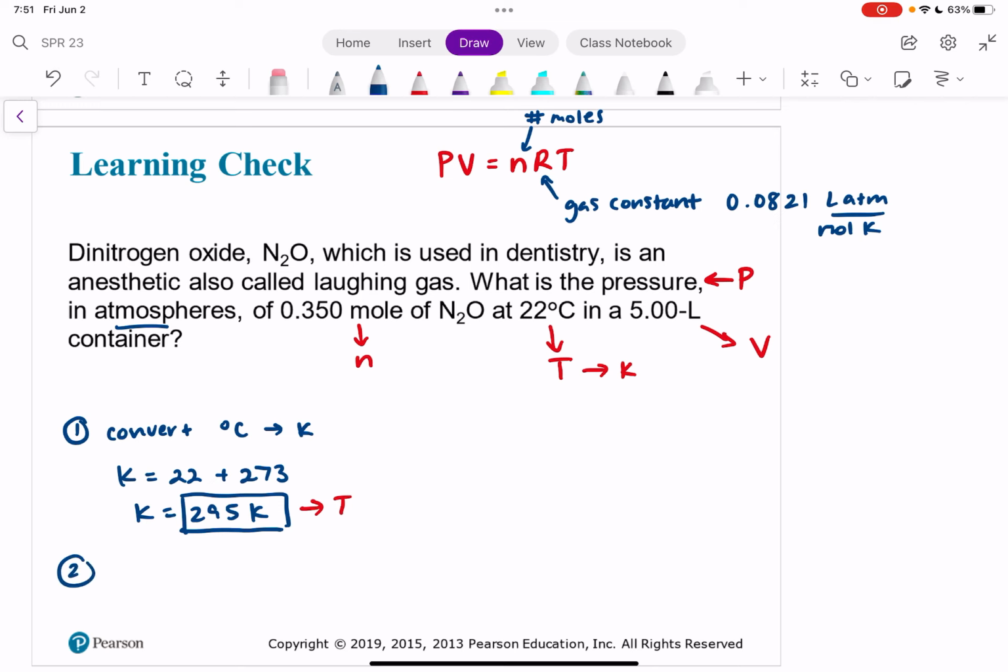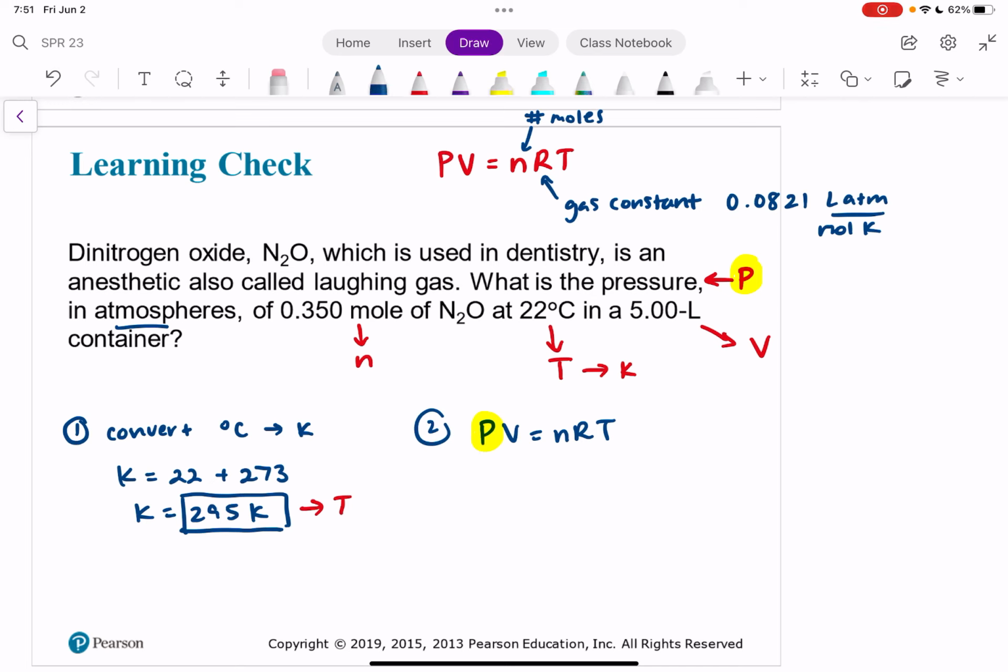All right, so now let's do our second step. Actually, let's do it here. The second step is plugging in our values. So PV equals nRT. Okay, what are we solving for? Yeah, P. P is the one we're solving for. We want our pressure.